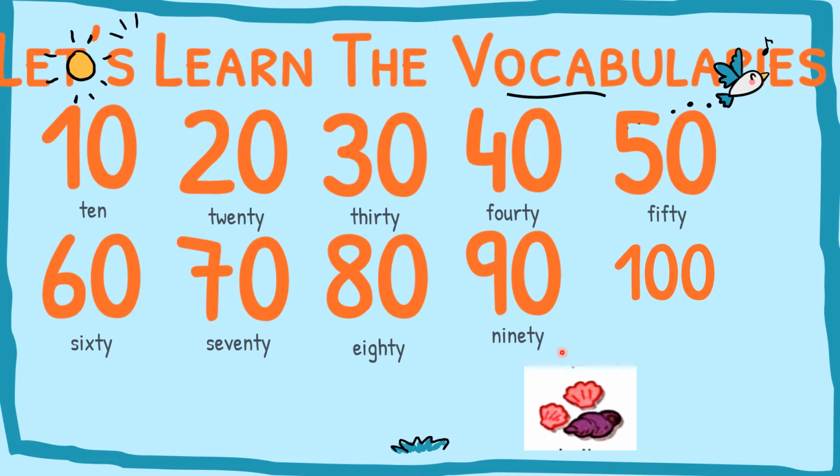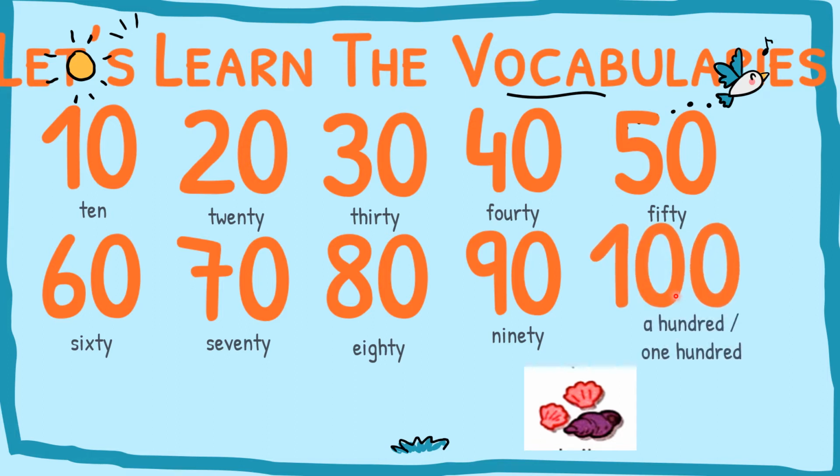N-I-N-E-T-Y, 90. The next number: can you see this number? I know you already know this number. This is 100. You can say 'one hundred' or 'a hundred'. Same thing, the same meaning. Both of these have the same meaning.